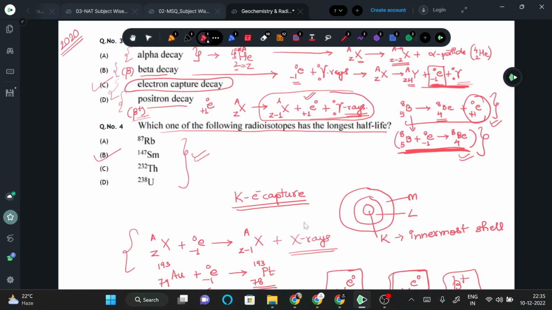I will provide you all the notes based on this, so that you can go through the applications of each of these, and at the same time go through the half-life values for each of these. Okay. So for samarium, the half-life is 1.06 times 10 to the power 11 years for samarium-neodymium.